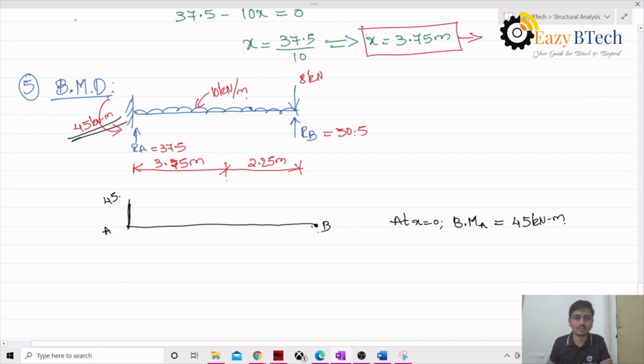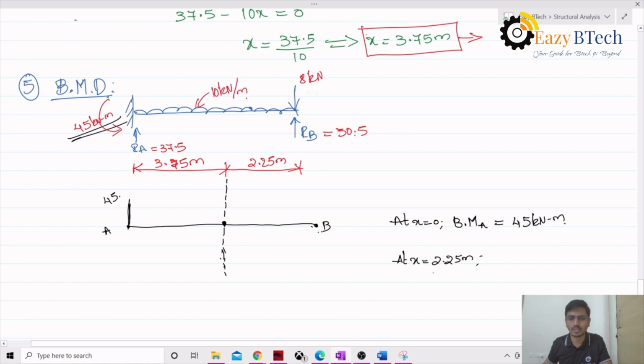So let us find out the maximum bending moment at this location. It will be coming at this location. I don't know whether it is positive or negative as of now. So to find that, we can take the same thing from the right hand side. It will be much easier. We are standing here. We know the reaction here, we know the load, everything. So let us take that. Since we are taking it from the right hand side, it will be 2.25 meters.